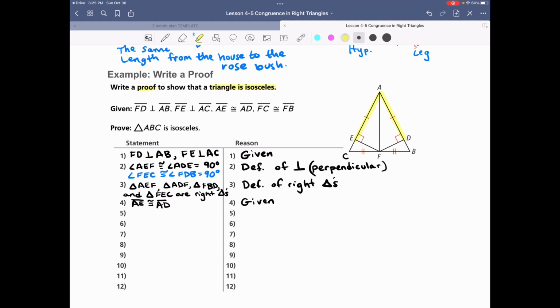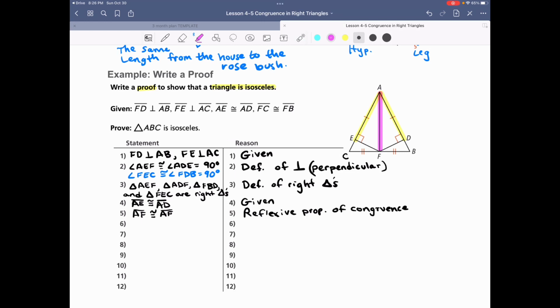The next part of the proof that we're going to say is that AF is congruent to AF, and that is by the reflexive property of congruence. Okay, and that is talking about this line right here. And this is going to help us get to the final thing where we are trying to show that we have an isosceles triangle.